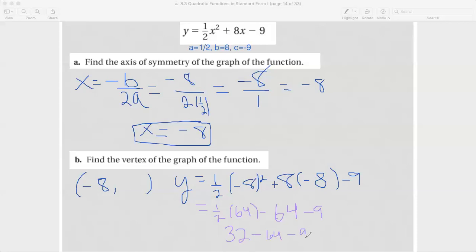Minus 9. Okay, so I'm kind of running out of room, so I'm going to do it over here and finish it. So 32 minus 64 is -32. And then minus 9, so that should give me a -41. So hopefully you guys are seeing your vertex can be all sorts of values too, okay? And there we have it. My vertex is (-8, -41).